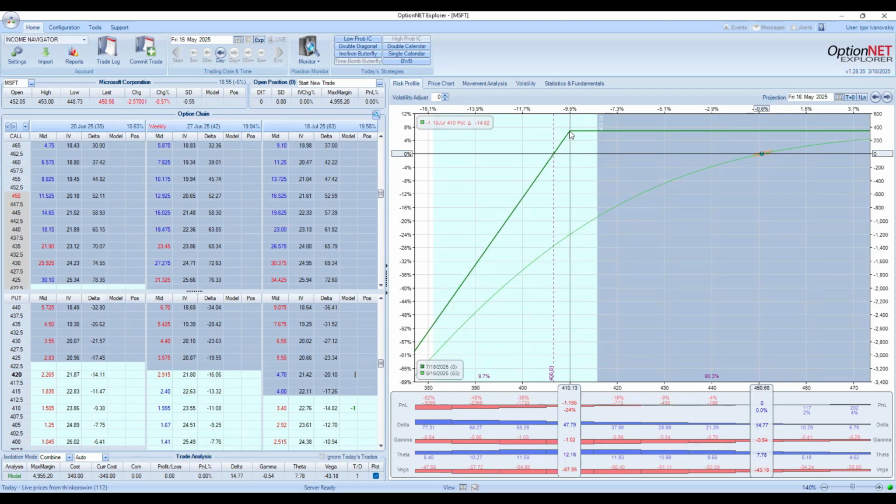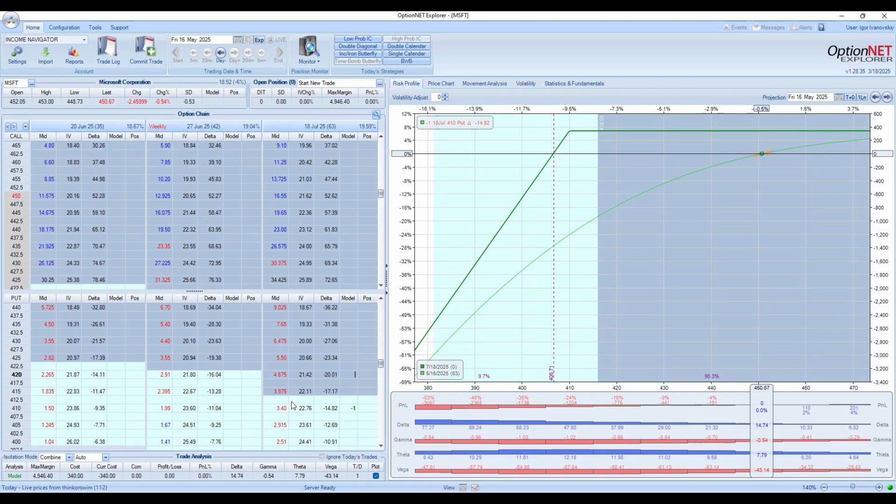At 410 times 100, you have to put up $41,000 to do a cash secured put sale. So you're putting up $41,000 to collect $3.40. That sounds like a decent deal, I guess. You can put some numbers on it real quick. Let's assume we're going to make this 340 and we will not get assigned.